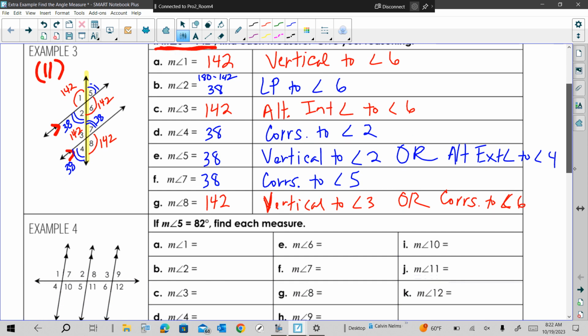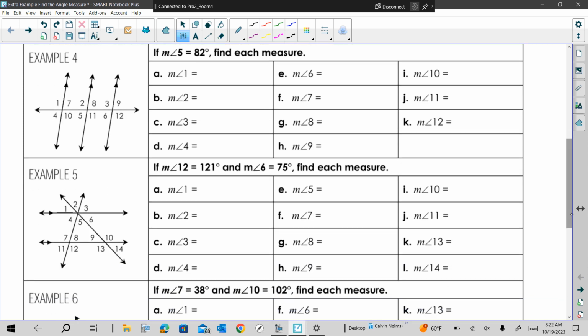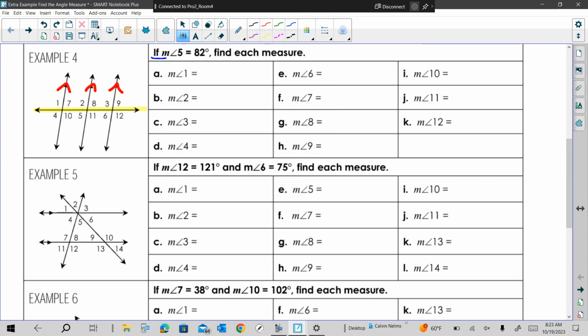Can we go to the next set, example 4? Okay. All right. So now the only difference here, I don't know if you see, we have now 3 arrows. So there's 3 sets of parallel lines. And then your transversal here is this horizontal line going through all 3 lines. Okay, but we're going to start it off the same way. Start with using the given information. And the given here is to say if the measure angle 5 is 82.